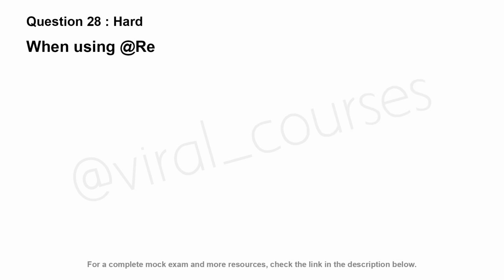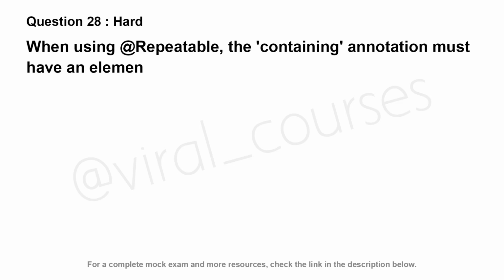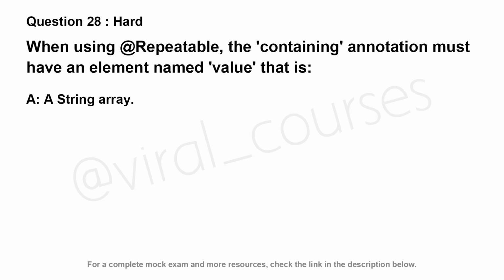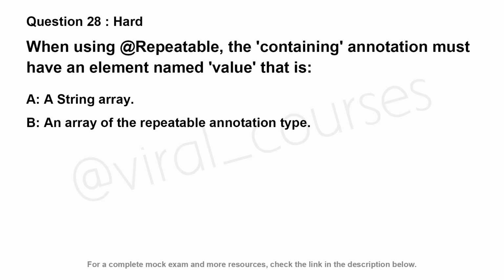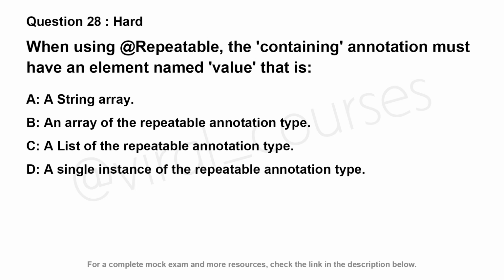When using @Repeatable, the containing annotation must have an element named value, that is: Option A. A string array. Option B. An array of the repeatable annotation type. Option C. A list of the repeatable annotation type. Option D. A single instance of the repeatable annotation type.